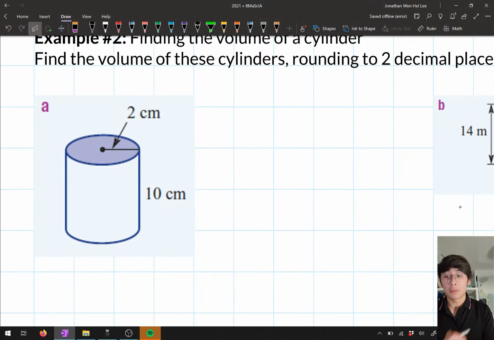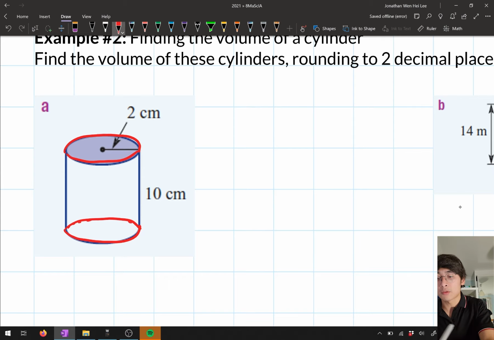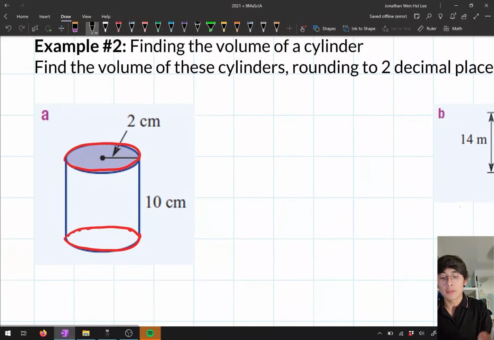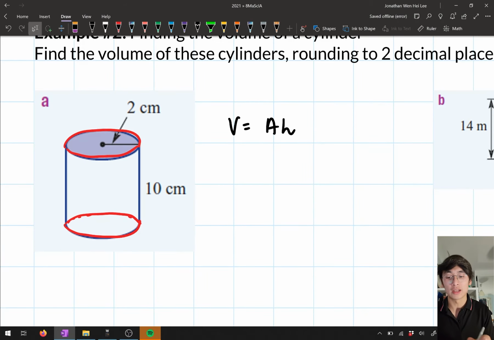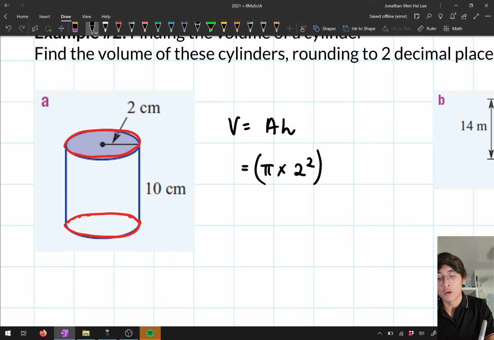Here, this is an example of a cylinder because the top shape is a circle and it has the same cross-section. At the bottom, you're going to end up having the exact same circle as well. So when I'm trying to find the volume, I'm going to need to use V is equal to AH. From there, we need to find the area of the cross-section shape. The cross-section shape happens to be a circle, and so the area is just going to be pi times r squared. Here, my radius is 2 centimeters, so this is going to become pi times 2 squared. So this is the area formula for my circle.